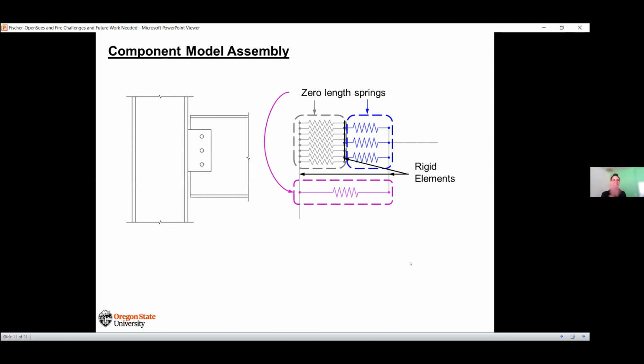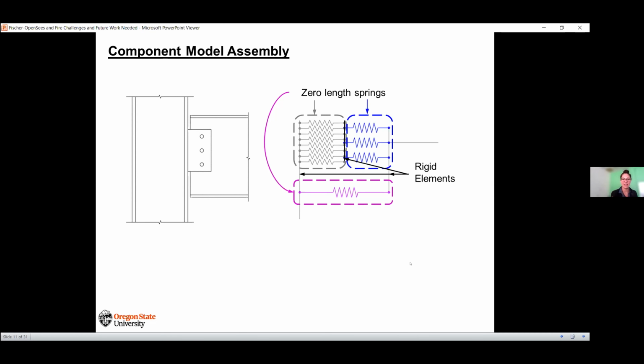So if we take that connection over on the left and we idealize all of these active components as zero-length spring elements on the right, which is what I'm showing, we can actually start building up our connection and assembling this connection through our component model. Each of these springs has its own force deformation relationship that I'll explain in a second. But we can start building this all up so that we can simulate all these different failure mechanisms in our connection and all those behaviors that I was talking about earlier.